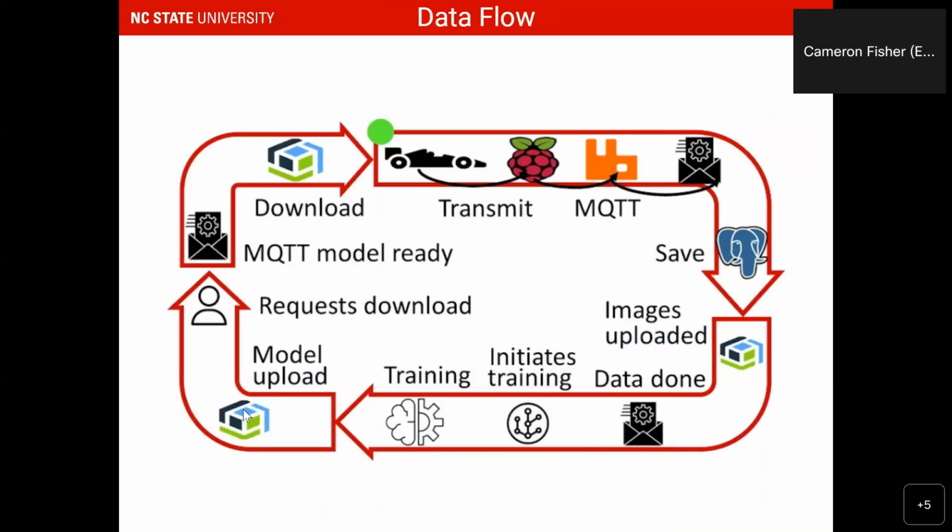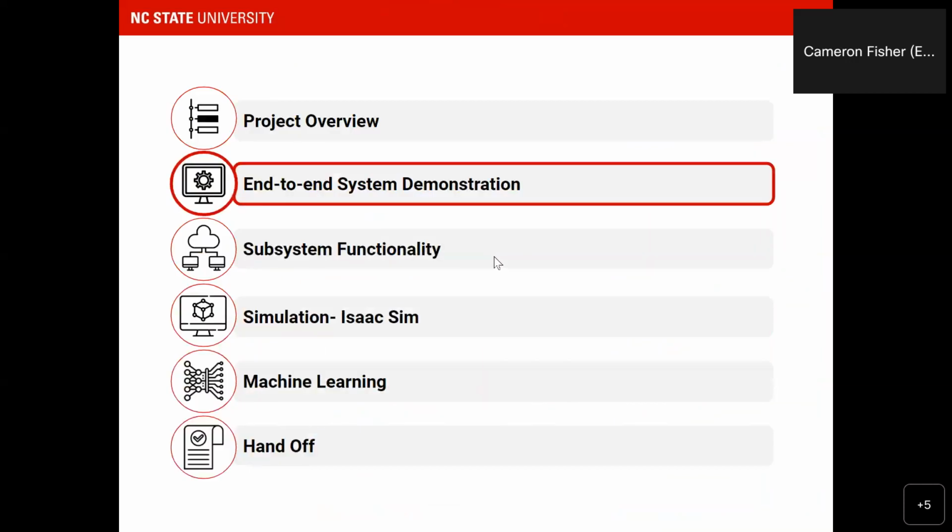A human user can request that the model is downloaded to the car via one of our APIs, and the MQTT data poller will send a message back through MQTT to the on-prem system, which will then download the model from Cloud Object Storage. So we're going to quickly show an end-to-end subsystem demonstration of that data flow.